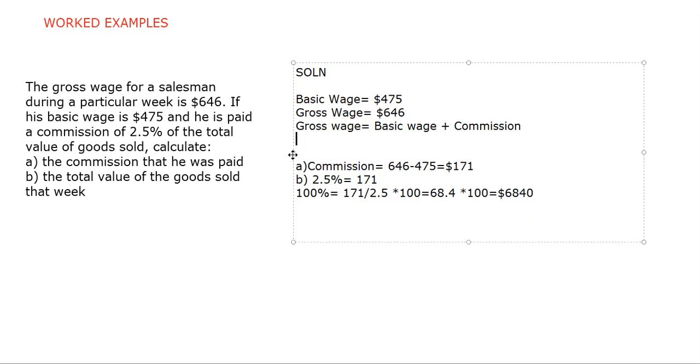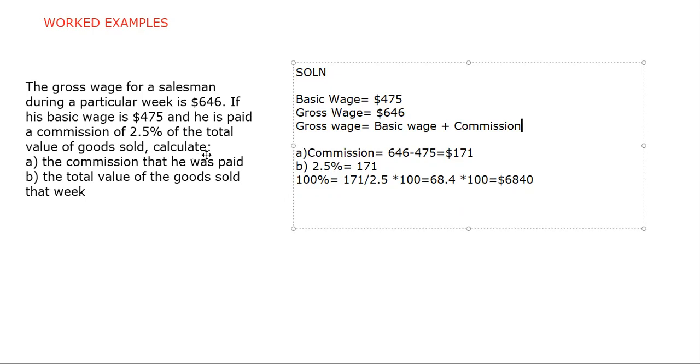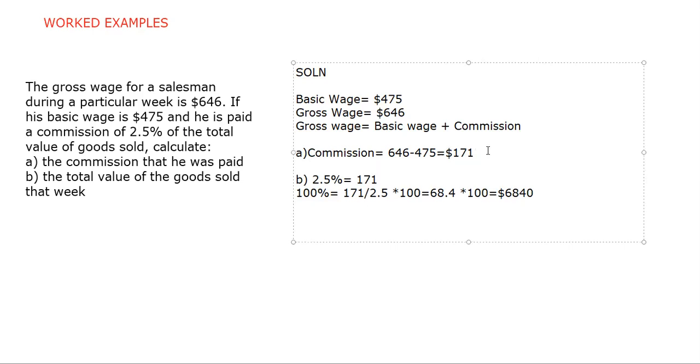We don't need this line. And that's his commission. That's what they asked us to work out. Part B now, they asked us for the total value of goods sold. So we know that commission is based on how much you sell, right? So if you sell $10,000 and they say 2.5% of that, you will then need to work out 2.5 over 100 multiplied by 10,000 or however much it is. So we don't know the amount. We just know he got 2.5%, and that 2.5% gave him $171. So we actually have to find the full amount. And we use variations, right? So 2.5% is equal to 171. The total amount will be represented by 100%.